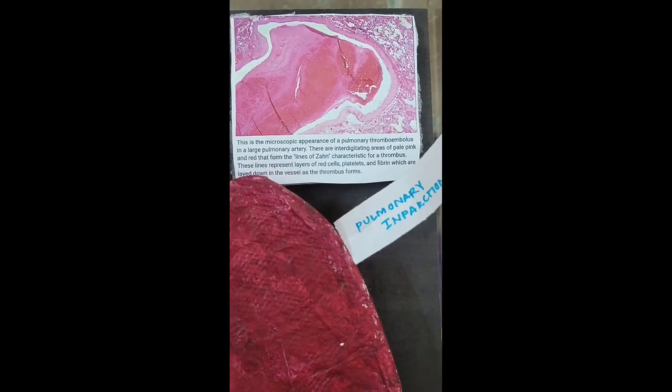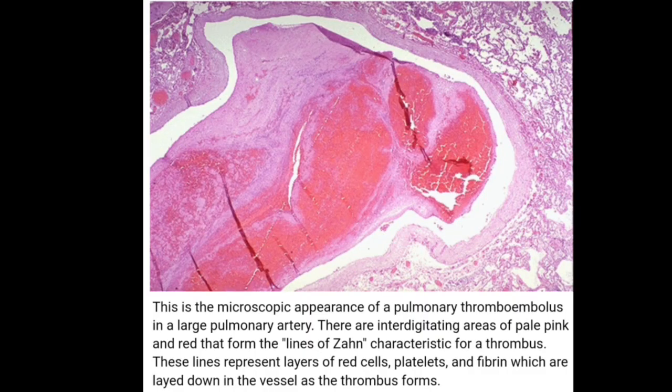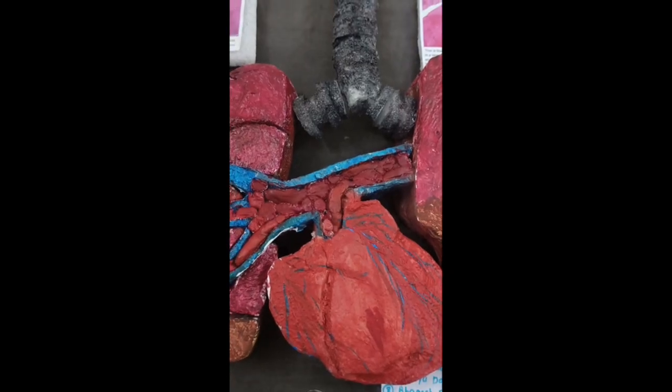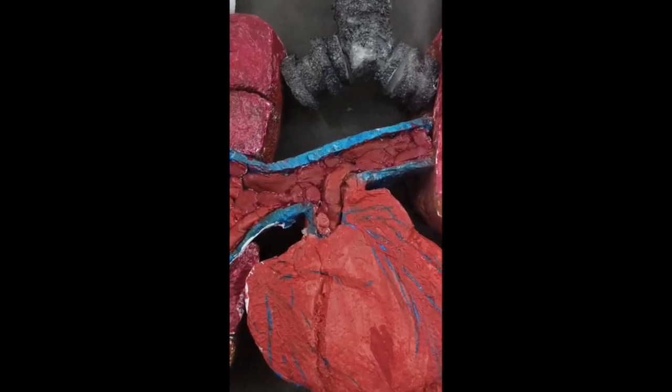Now the microscopy part. As you can see in this picture, the lines of Zahn are clearly visible, which show alternating layers of platelets and fibrin along with the red areas which contain red blood cells. These lines indicate the thrombus formed in flowing blood. So this thrombus occludes the pulmonary artery.